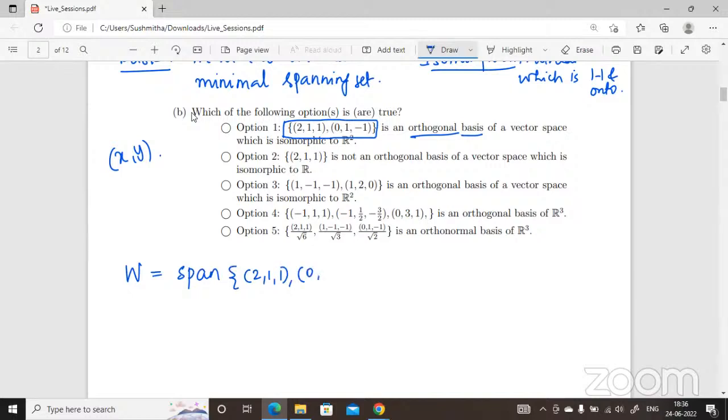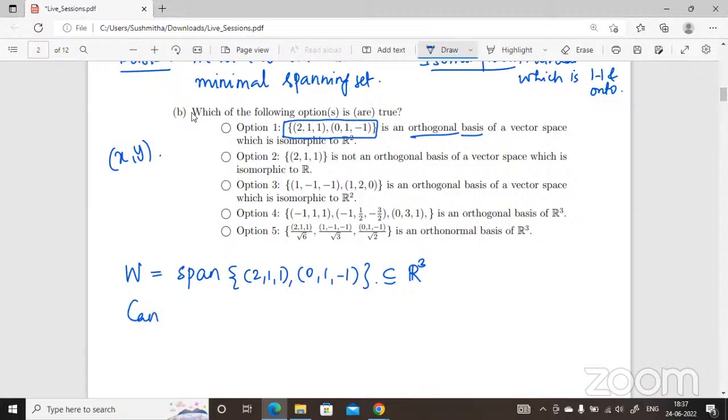If we write it down, we'll get x times this plus y times this and all that. Okay, fine. So for this vector space, this set in option 1 is a basis, right? Because we know it's already linearly independent. It is an orthogonal set, so it is linearly independent. Now, if I take the span of those two vectors, for this vector space, this is a basis, right? So this is a subspace of R3, right? So now we are interested in finding whether this is isomorphic to R2.